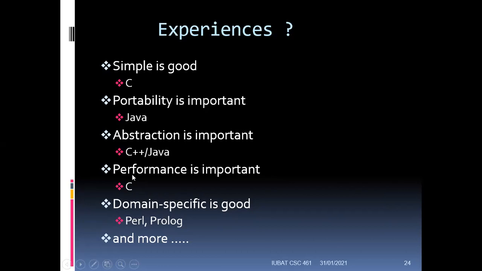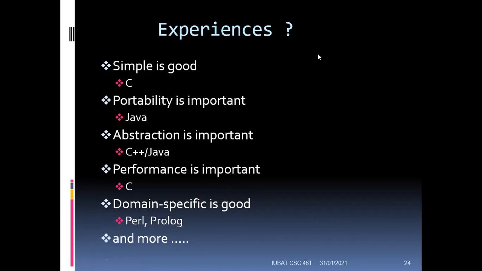Then if performance is also important, in that case we have the C programming language. Then let's say we want to do artificial intelligence. In that case we have Prolog, and for text processing we have Perl. So every time you are trying to make a decision, now you know the parameters. And when you ask yourself these questions, there are many other questions you can ask depending on which type of programming language you are working with.